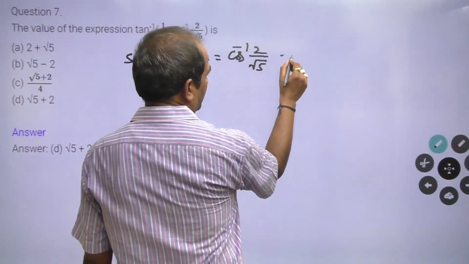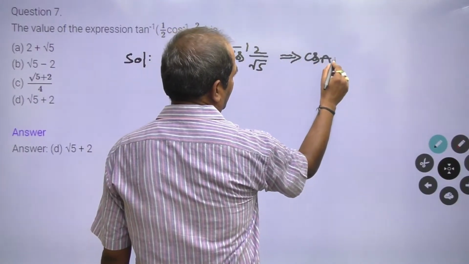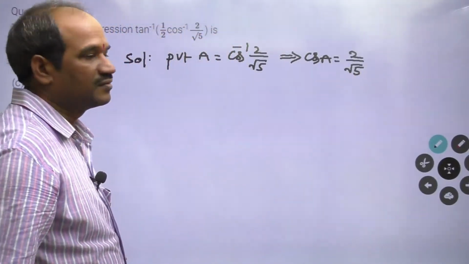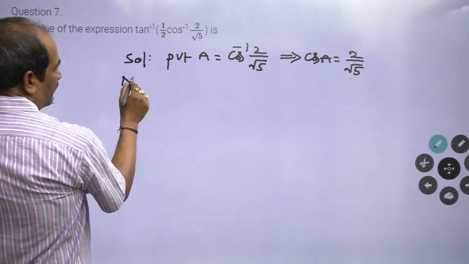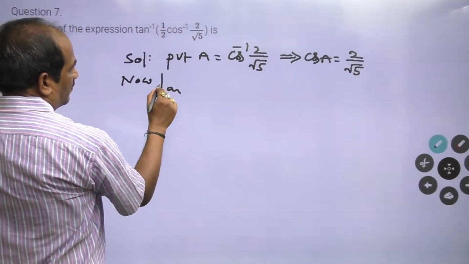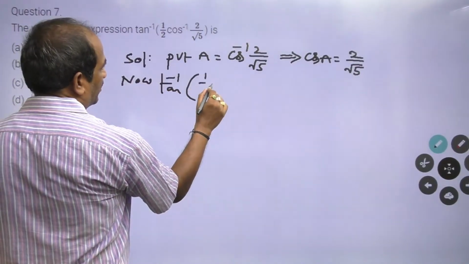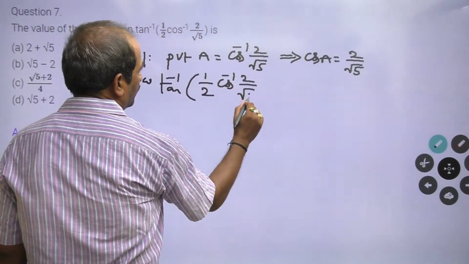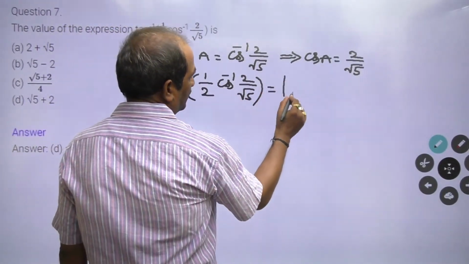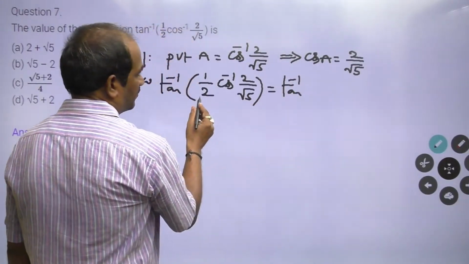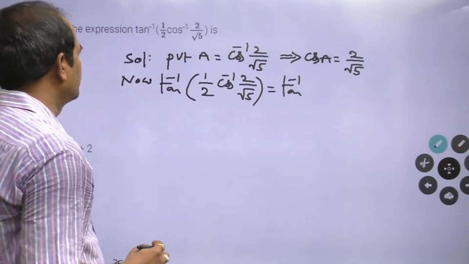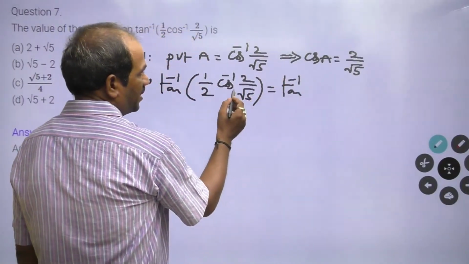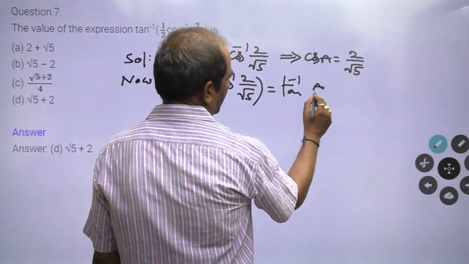That implies cos a is equal to 2 by root of 5. Take this: tan of 1 by 2 into cos inverse of 2 by root 5, so that is tan of a by 2.